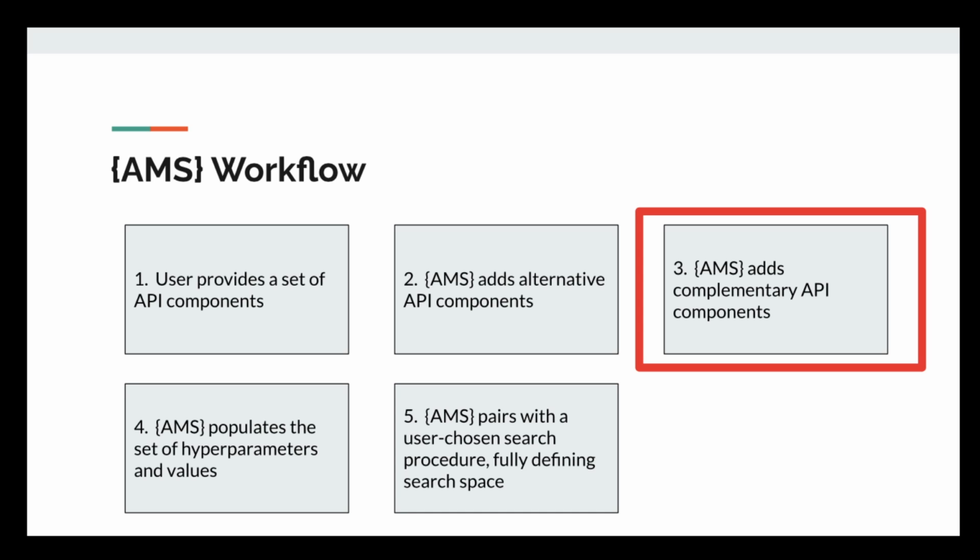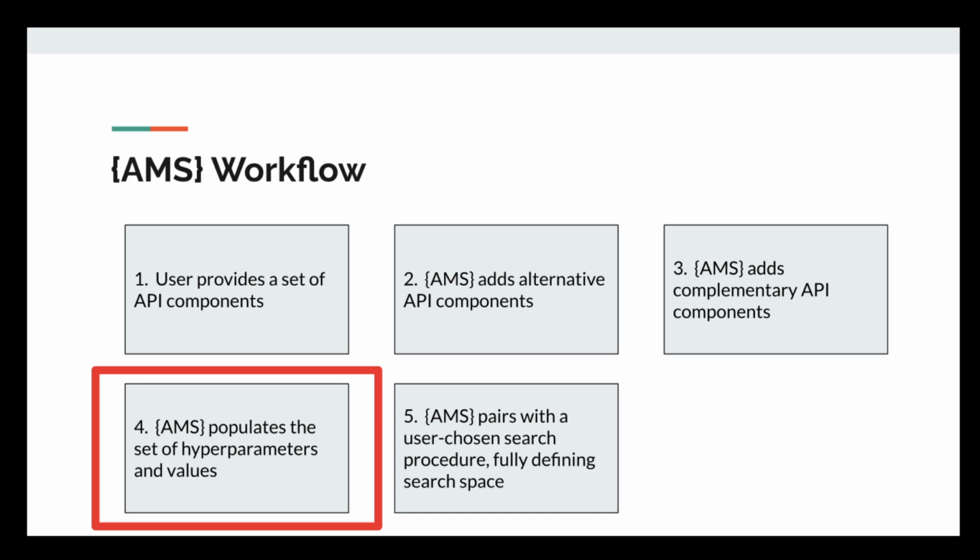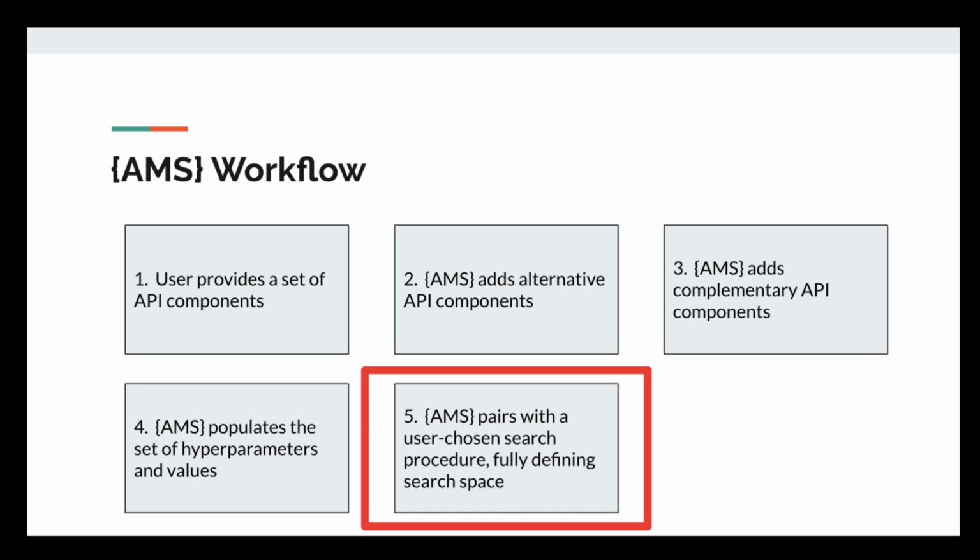As step 3, AMS then adds complementary API components. These are components that may help improve performance or benefit in some way the components that were initially presented by the user. So for example, you might want to add a component that scales values before the main learning algorithm to improve convergence. As a fourth step, AMS then populates a set of hyperparameters and values that can be chosen for each of the components in the current specification. And finally, AMS pairs this specification so far with a user-chosen search procedure that will then fully define the search space.